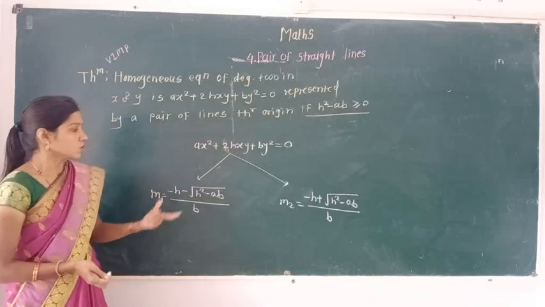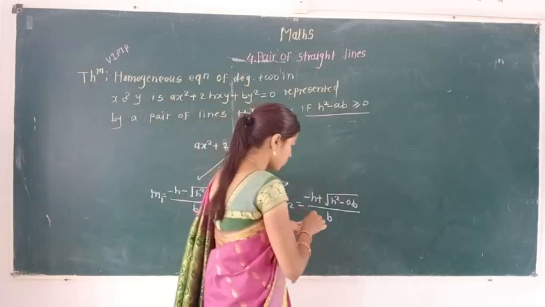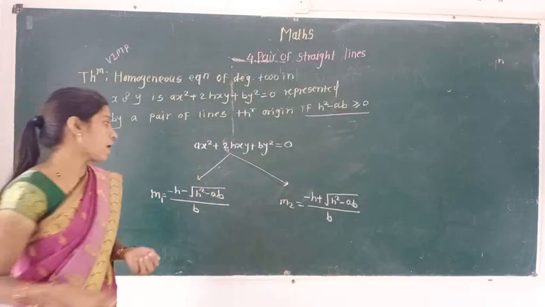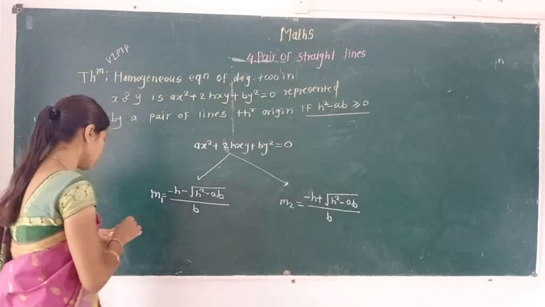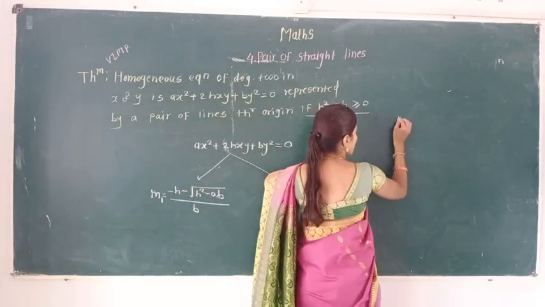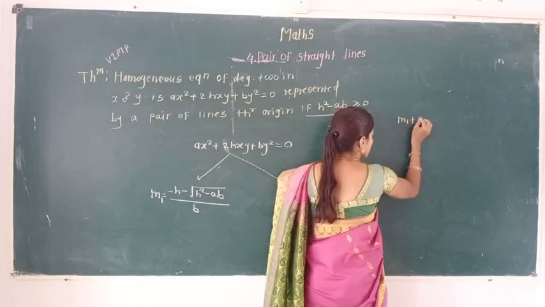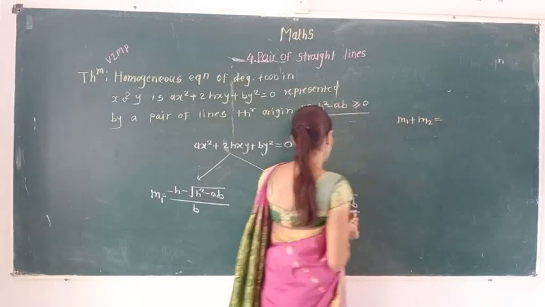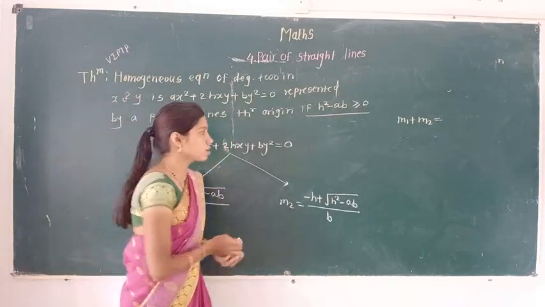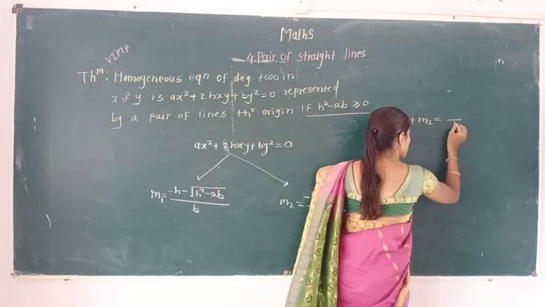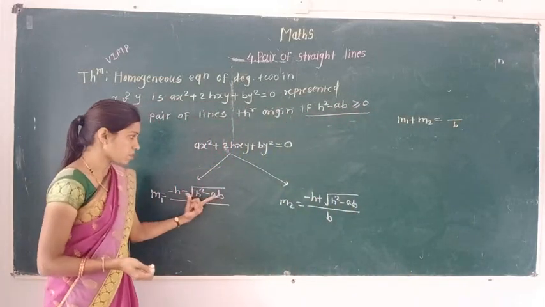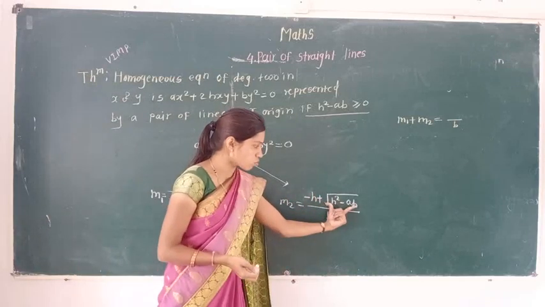Okay, now using these two slopes, first of all we have to find the sum of slopes and product of slopes. Now see here, sum of slopes is m1 plus m2. We take the addition of these two terms. Okay, see, LCM of these two terms is b, and take sum of numerator. Here is the minus root h square minus ab, here is the plus root h square minus ab.